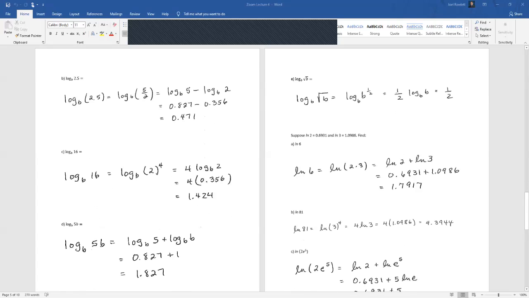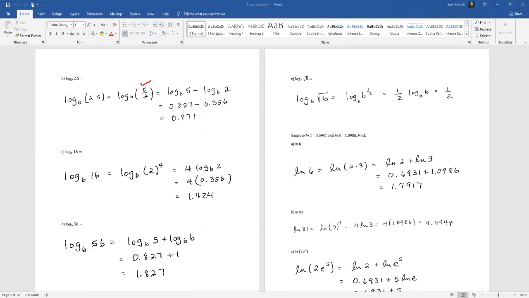If we continue to use the hint to solve other problems, we will get to use some of the other properties. For example, if you want to know what is log base b of 2.5, well, 2.5 is 5 over 2. And since I have the log of a quotient, I can write that as a difference of these logs. And since log base b of 5 is 0.827 and log base b of 2 is 0.356, I can just subtract those. So log base b of 2.5 is actually 0.471.